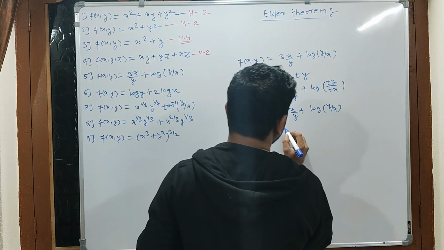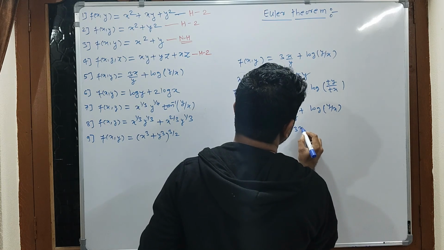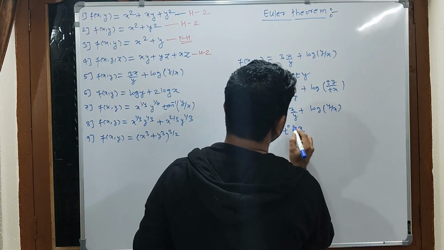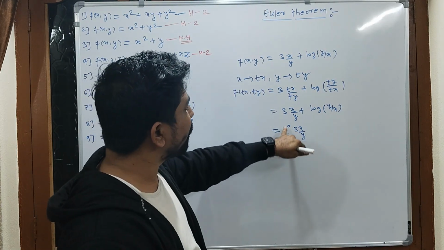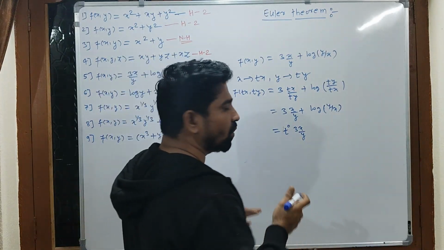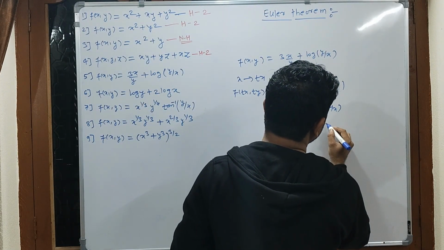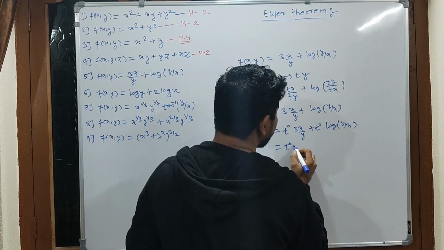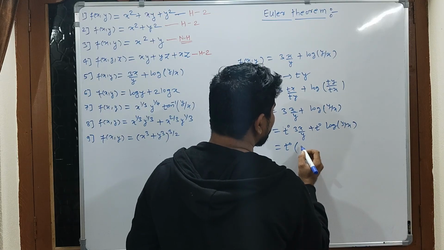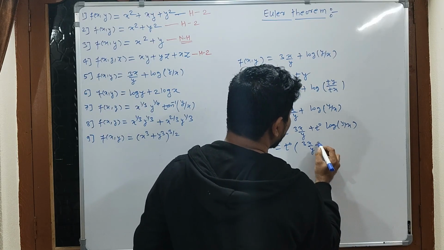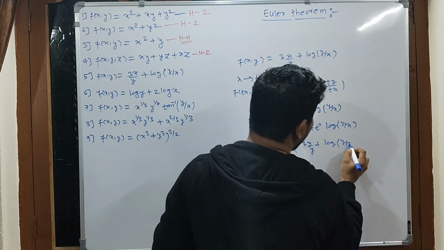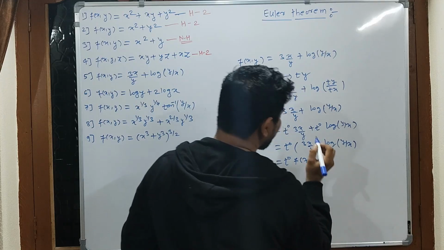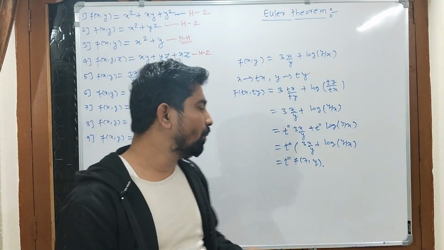So here I will write this the same as t to the power 0 times 3x by y. t to the power 0 is nothing but 1, so multiplying by 1 is no issue. Plus t to the power 0 times log of y by x, which is equal to t to the power 0 times, taking t to the power 0 common, 3x by y plus log of y by x, which is equal to t to the power 0 times f of x comma y. So this is a homogeneous function of degree 0.